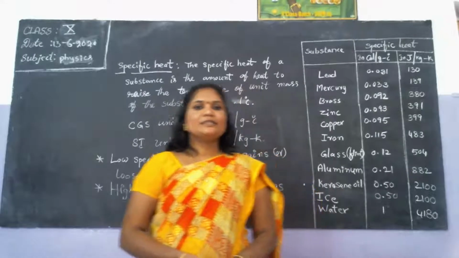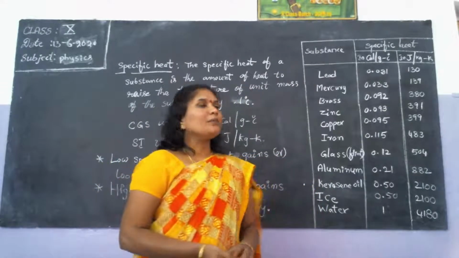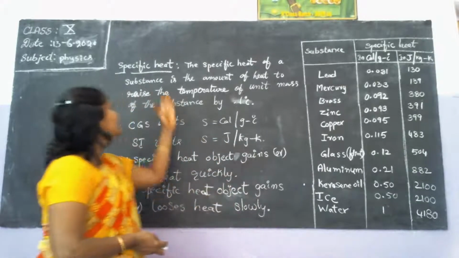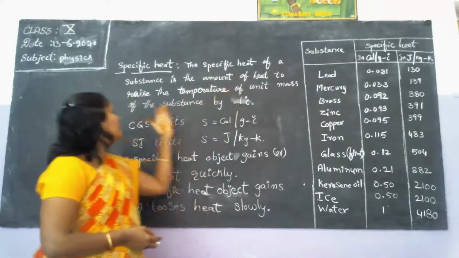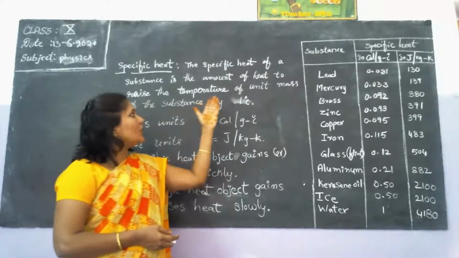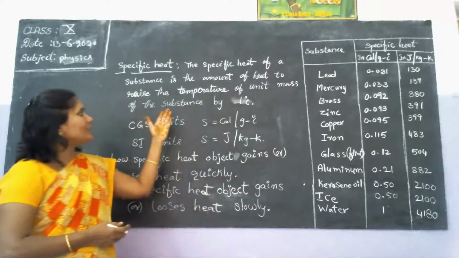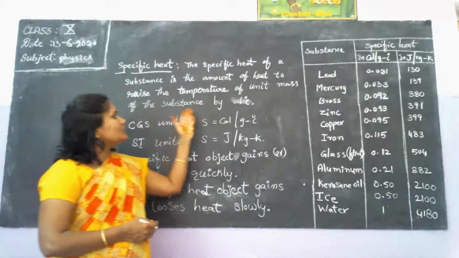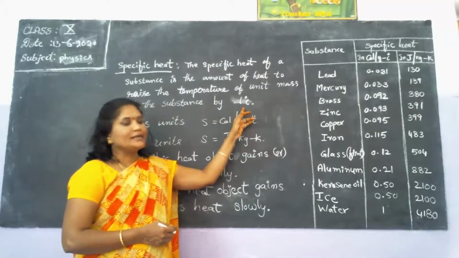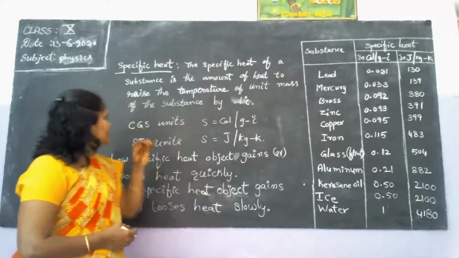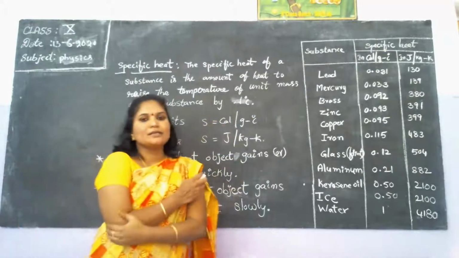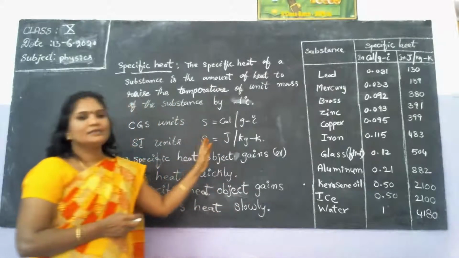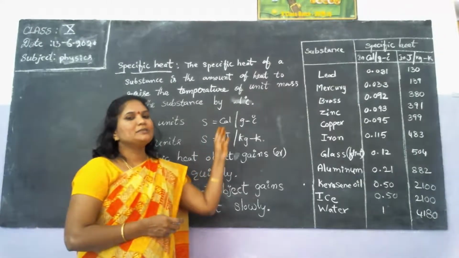Good morning, children. In the previous class, we discussed specific heat. What is meant by specific heat? The specific heat of a substance is the amount of heat required to raise the temperature of a unit mass of the substance by 1 degree centigrade. That means the heat needed to raise the temperature of one unit of the substance by 1 degree Celsius is called specific heat.